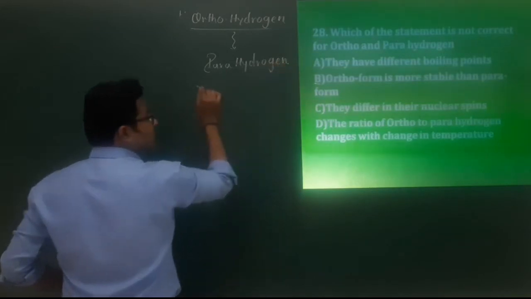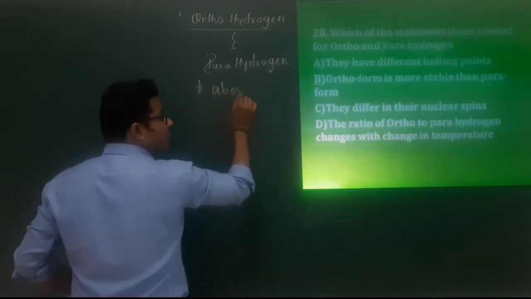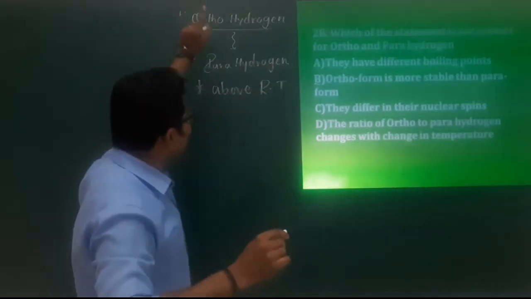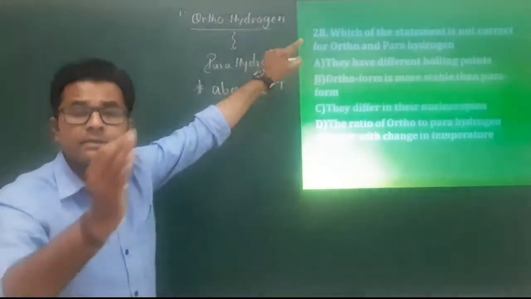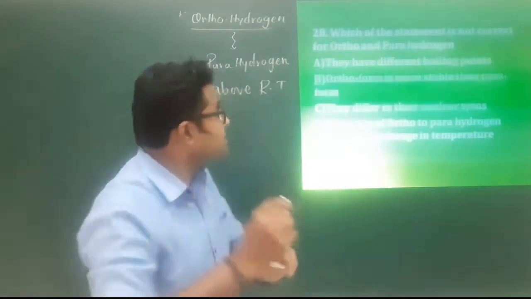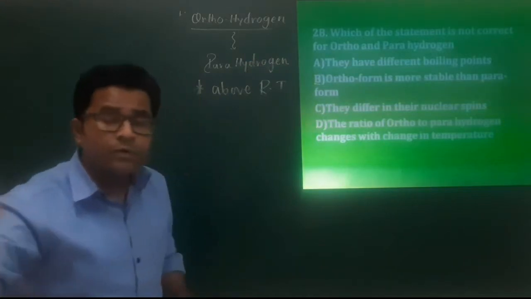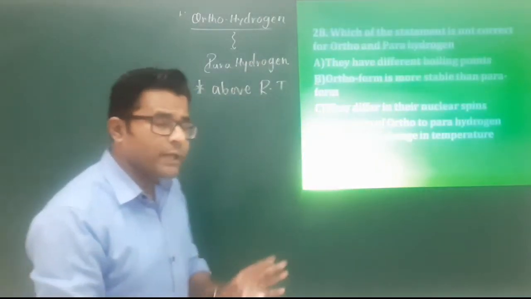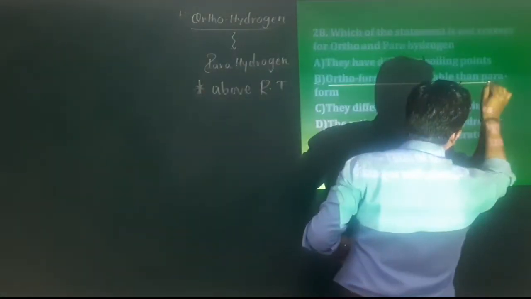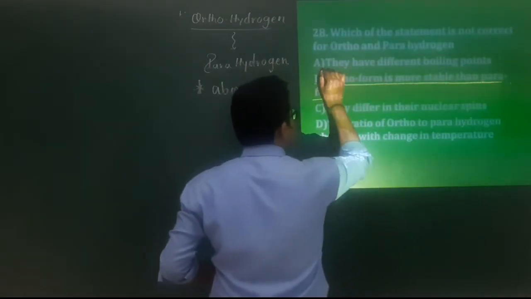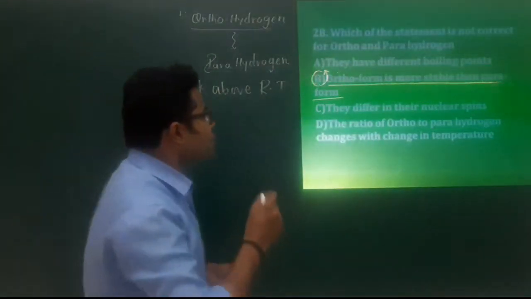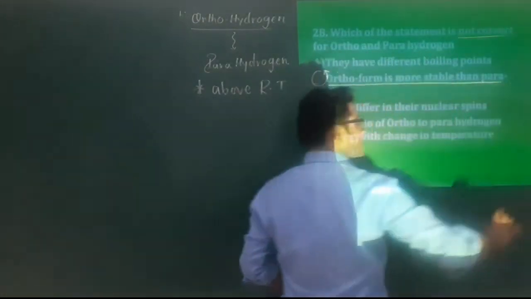At a condition, the condition is that above the room temperature, that means at a higher temperature, we have ortho hydrogens which are more stable than para hydrogen. At room temperature and at lower temperatures, we have para hydrogens which are more stable than ortho hydrogens. So this is a new point we have to remember now. Ortho hydrogen is more stable only and only above room temperature, and so therefore this is option B, which is actually not correct.